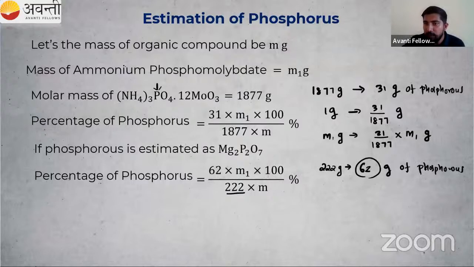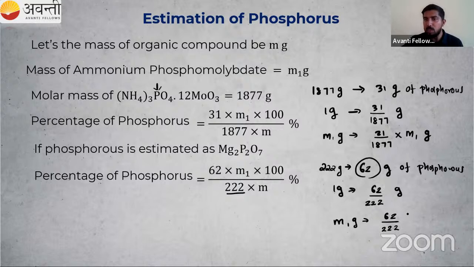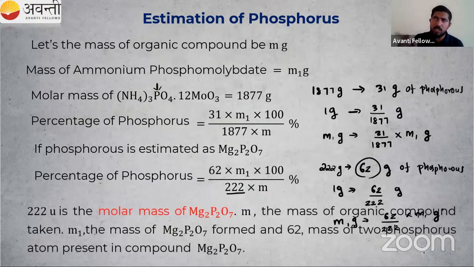Then again, by the unitary method, in 1 gram, 62 divided by 222 gram is present. In M1 gram, what is the amount of phosphorus? 62 divided by 222 into M1 gram. So how to find the percentage? 62 into M1 into 100 divided by 222 into M. Here 222 is the molar mass of magnesium pyrophosphate, and there are two phosphorus, so 62. So that is all about the estimation of phosphorus.